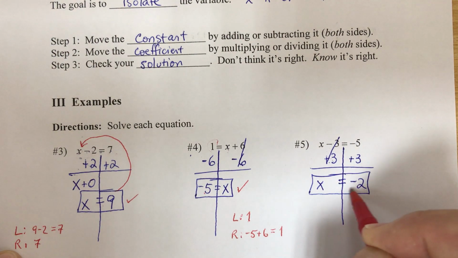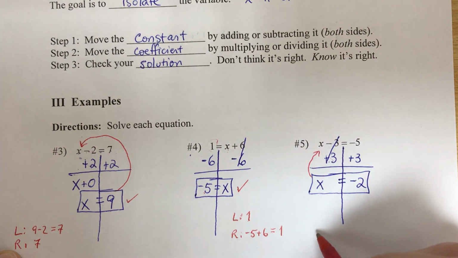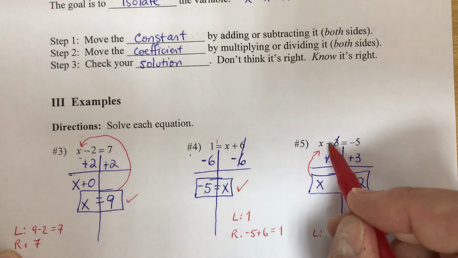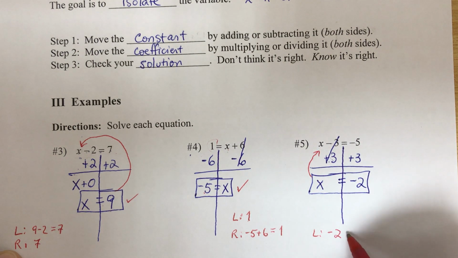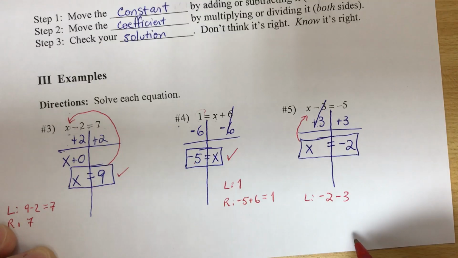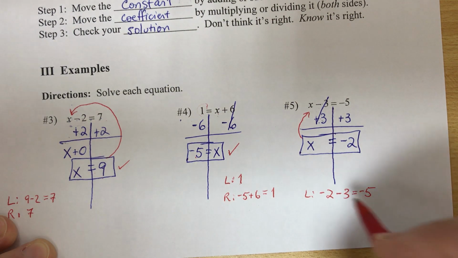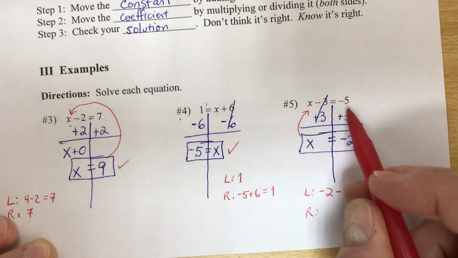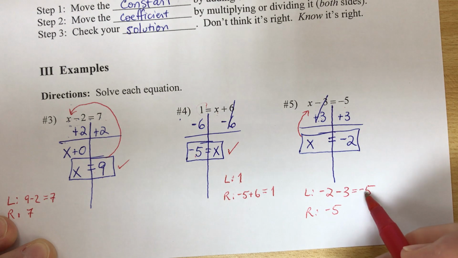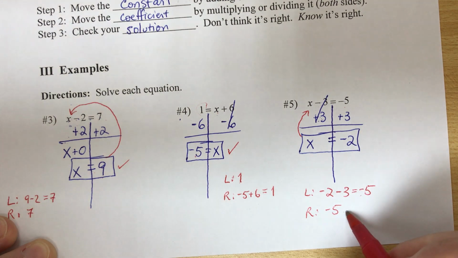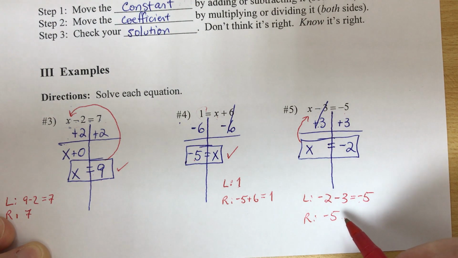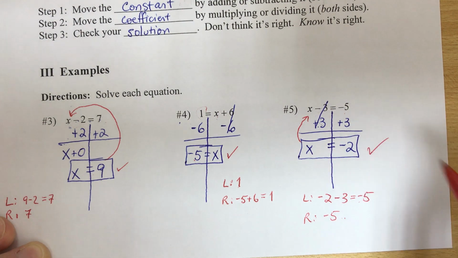Now let's see, we'll take the x value. The left side is x minus 3. Well, x is negative 2 minus 3. Now we're subtracting 3, so we're moving to the left. That would be equal to negative 5. The right value is also negative 5. If the values of the left and right side are the same, then that means that our answer is correct. Check.